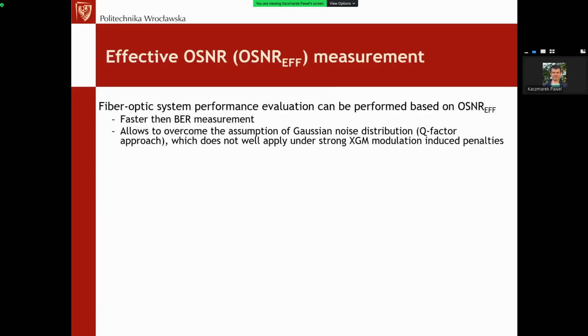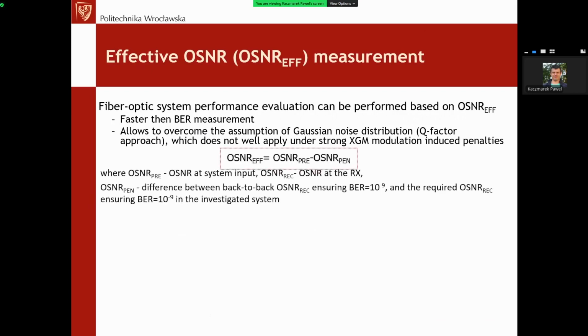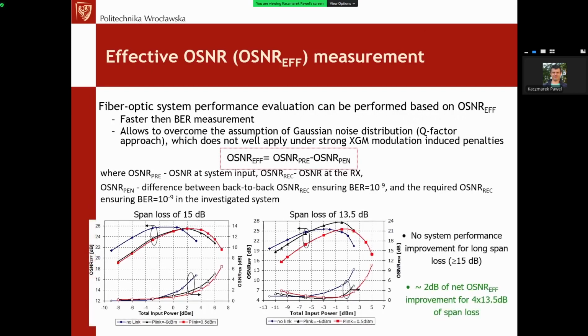Another measurement is the so-called effective or optical signal to noise ratio. Effective is also considering the received input power. So you are investigating this optical signal to noise ratio, but you are changing the received power, I mean the power at the receiver state, and you are measuring bit error rate for such a received input power.